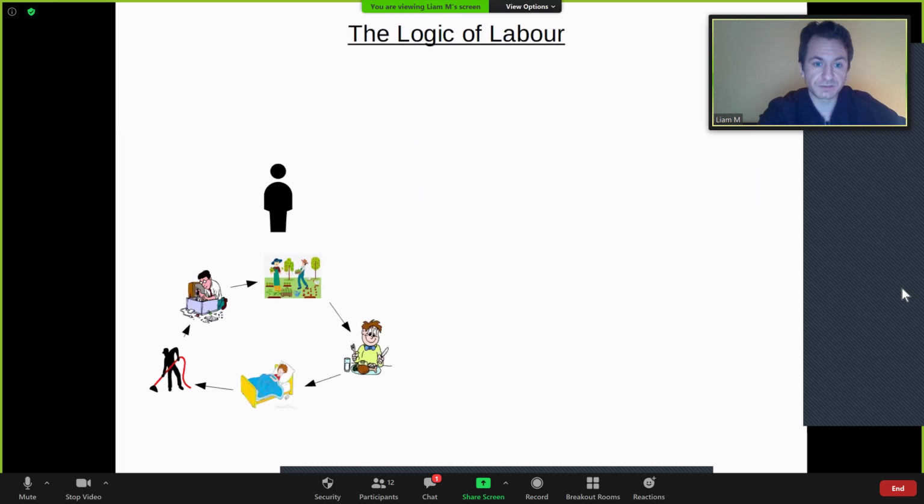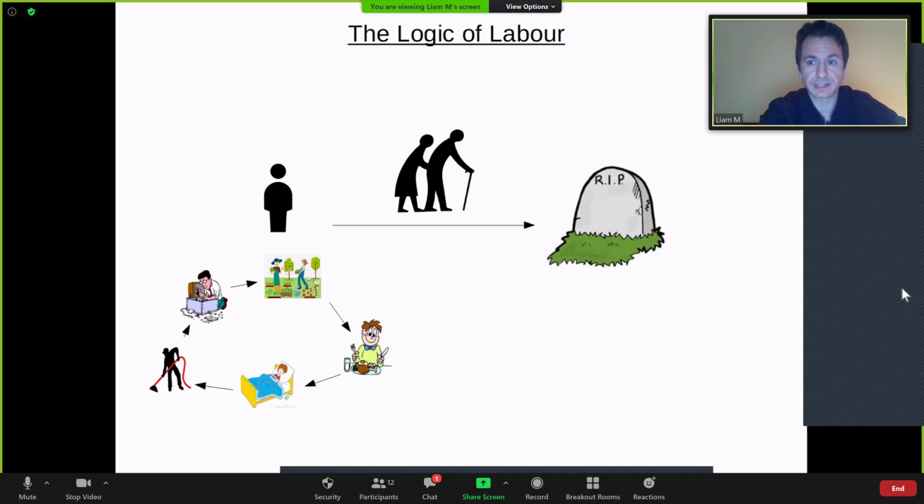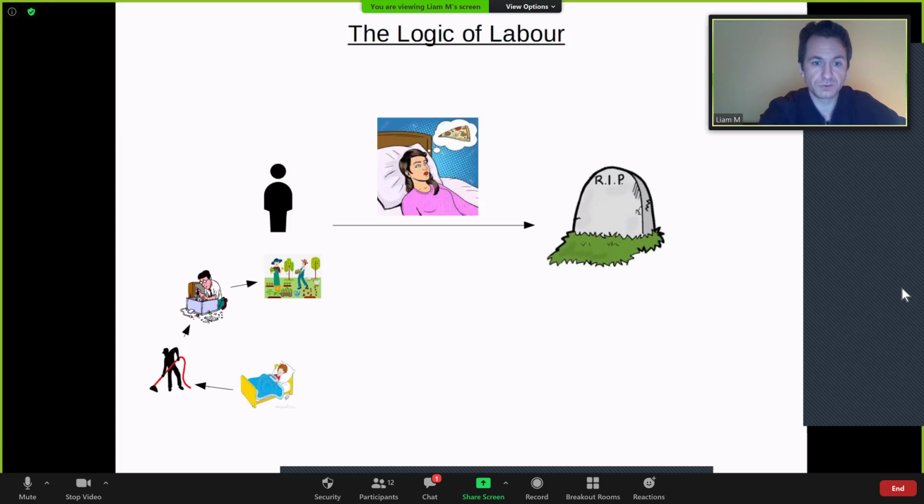So we've got the logic of labor. Here we have the cyclical process of labor. If all goes well, you get old and then you die. However, if you run out of food or you can't get access to food, you end up pretty hungry and starving, and then you die.